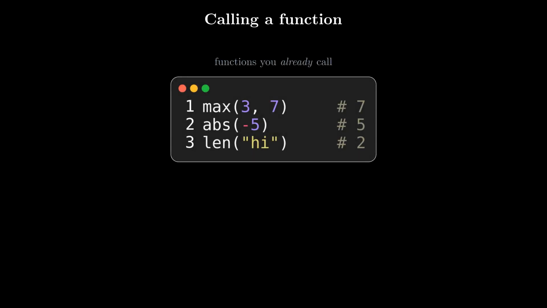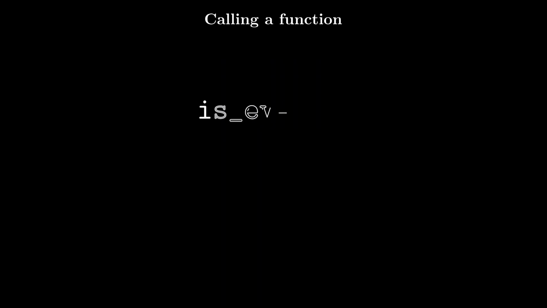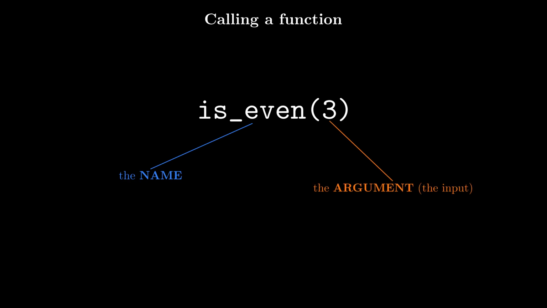So how do you actually call a function? You have done it many times already, just with functions Python gives you, like max, abs, and len. Calling one you wrote yourself is no different. You write the function's name, follow it with a pair of parentheses, and inside those parentheses, you place the inputs the function expects. Our isEven function expects exactly one input, the number we want to test. So to test the number 3, we write isEven, followed by 3 inside parentheses.